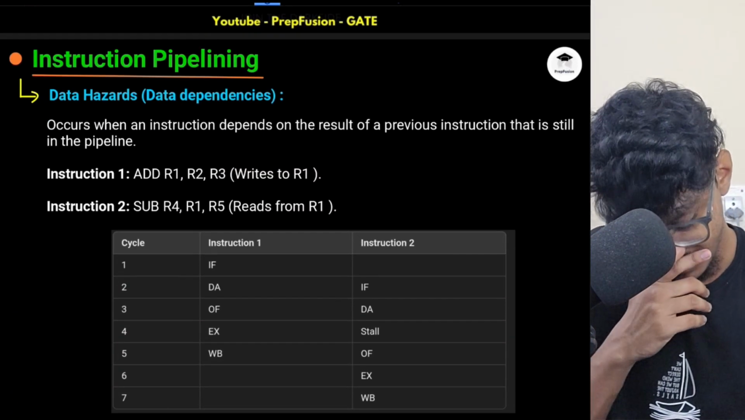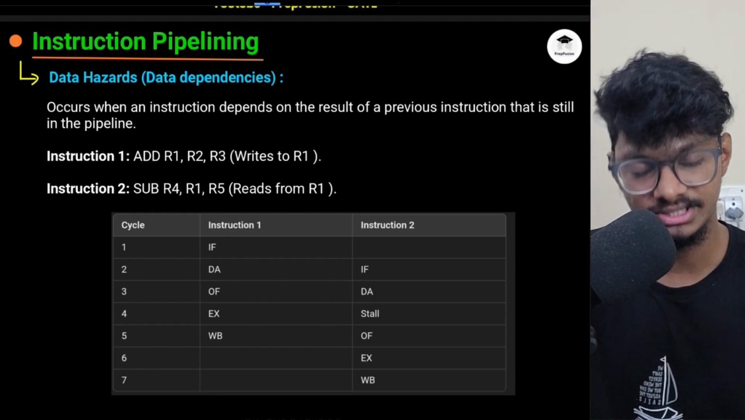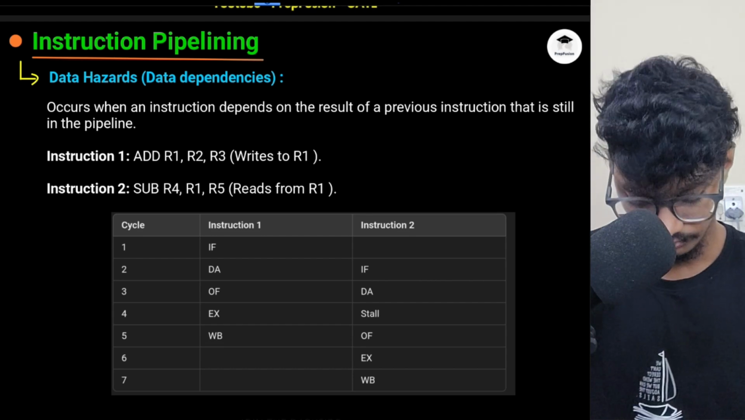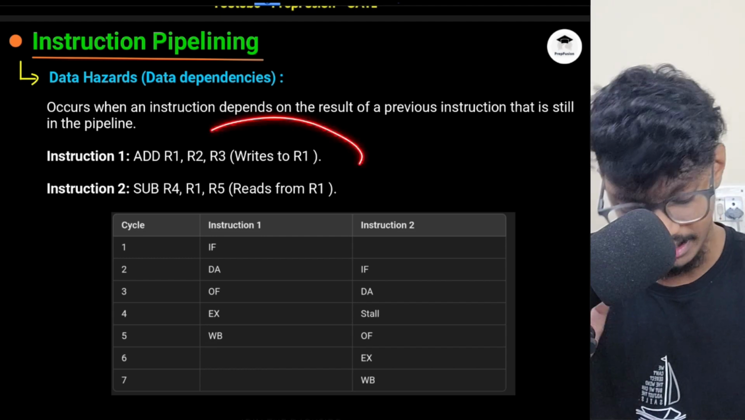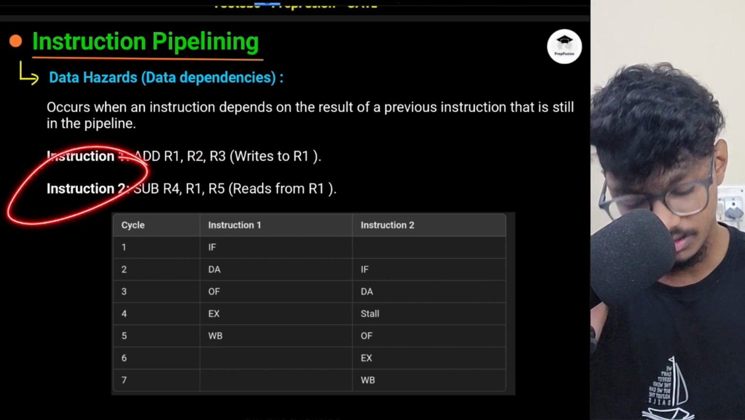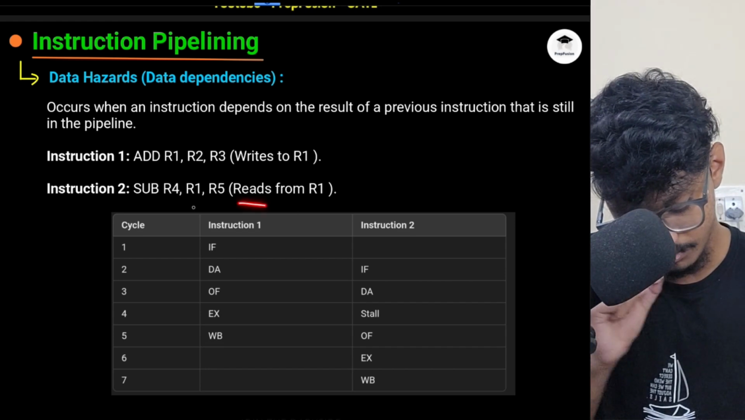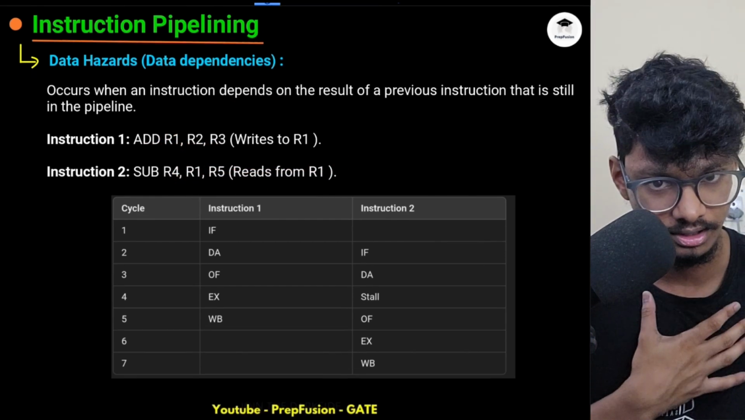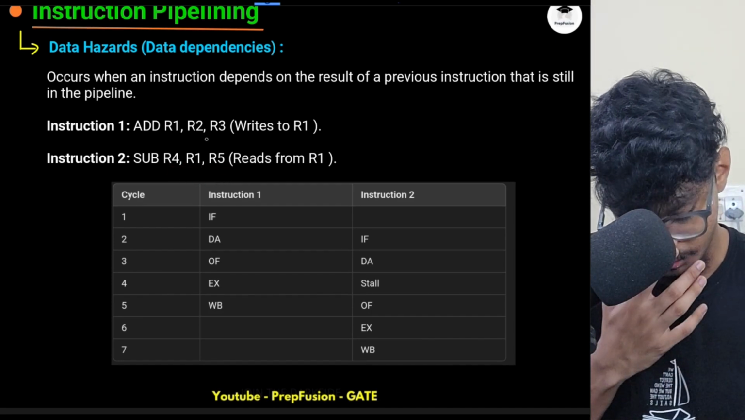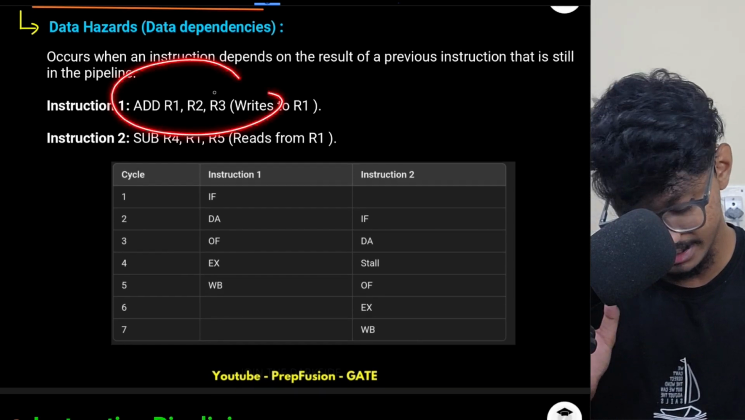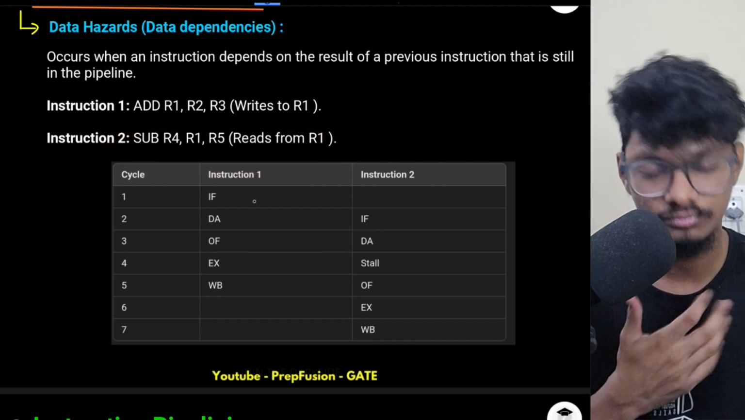Let's take an example. This occurs when an instruction depends on the result of a previous instruction that is still in the pipeline. Instruction 1: ADD R1, R2, R3. I have to add R2 and R3 and write the result in R1. Then instruction 2: SUB R4, R1, R5. It reads from R1. The important point is that we are writing back to R1 and then reading from R1.